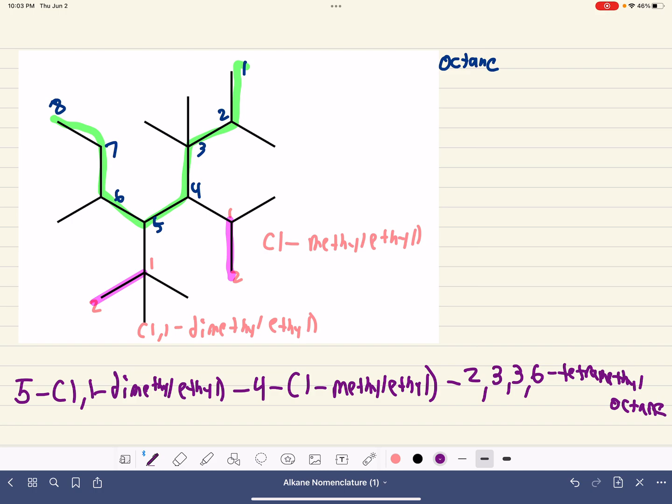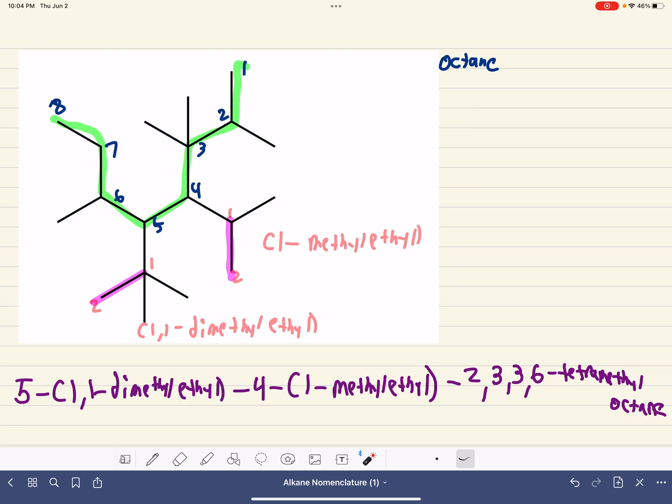So a little bit of a recap. This is a little bit of a tricky example. This is probably one of the harder ones you would see. We identified this is the parent chain. It's 8 carbons. We saw we have 2 methyls coming off of that carbon, and then an additional 2 methyls. We saw that these were complex substituents, and we named this one again as 1,1-dimethylethyl, or tert-butyl. And we named this substituent here as 1-methylethyl, or isopropyl.